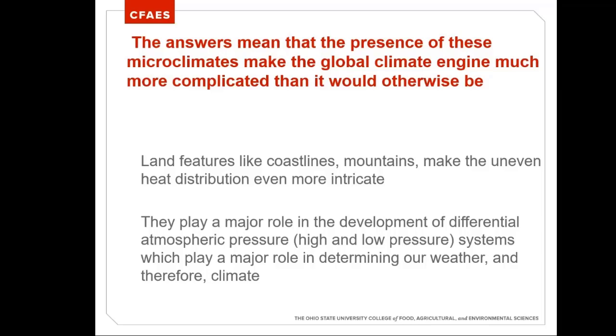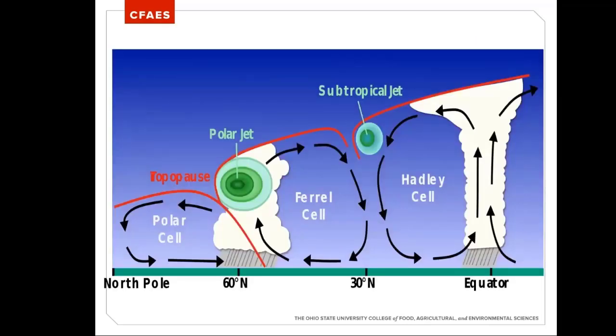The Himalayas: many of the Himalayan peaks are in the tropics where it should be hot, but there's snow, and it rarely gets above freezing in many parts of the Himalayas because of adiabatic cooling. As air rises, it cools down. And all these things play a major role in the development of high and low pressure systems, which play a major role in determining the weather and therefore climate.